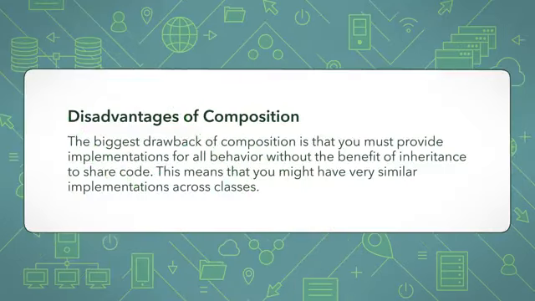There are an overwhelming number of advantages that composition has over inheritance, but you need to keep in mind the disadvantages as well. The biggest drawback of composition is that you must provide implementations for all behavior without the benefit of inheritance to share code. This means that you might have very similar implementations across classes. With inheritance, you don't need to provide each subclass with their own implementation of a shared behavior. The common implementation is simply accessed within the superclass. Needing to provide implementations for every class means that it will take time and resources. A programmer working on providing multiple implementations of the same behaviors means you'll have one less programmer working on other features.